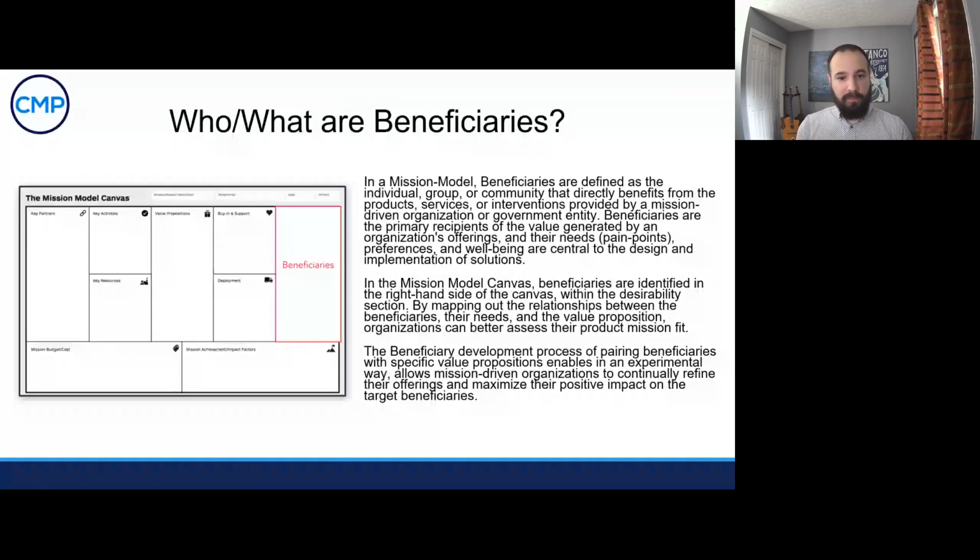How do you know who a beneficiary is? The easiest way for me to explain this is, if you get this right, who's going to give you the biggest hug? And that's the individual that you're looking for at the heart of all of this.